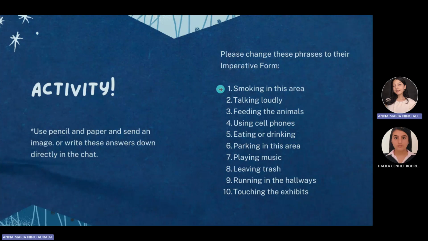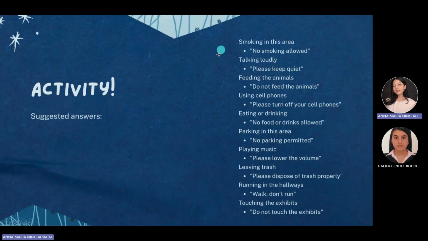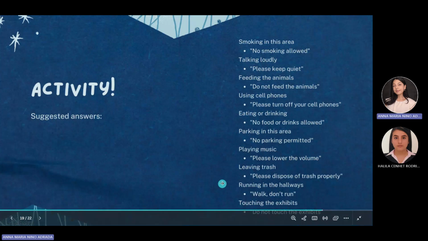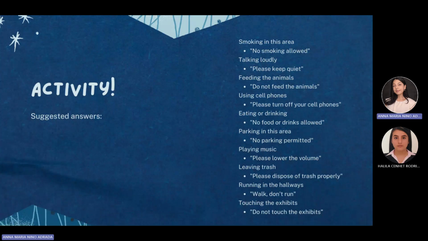For example, if you do the first one, you can say, like, please do not smoke in this area. Or maybe the second one, please don't talk loudly. Or be quiet, please. Whatever you believe is best. These are the suggested answers that I have for each of the ten examples I just gave you to write down by yourself.